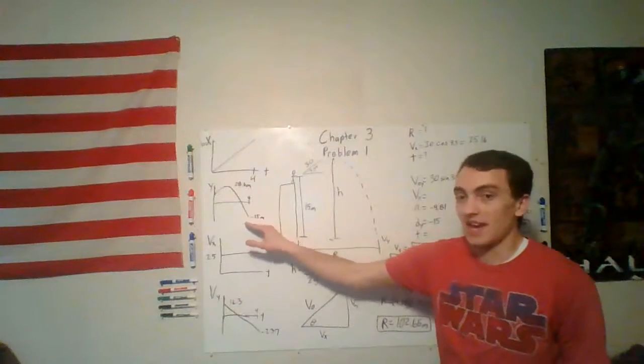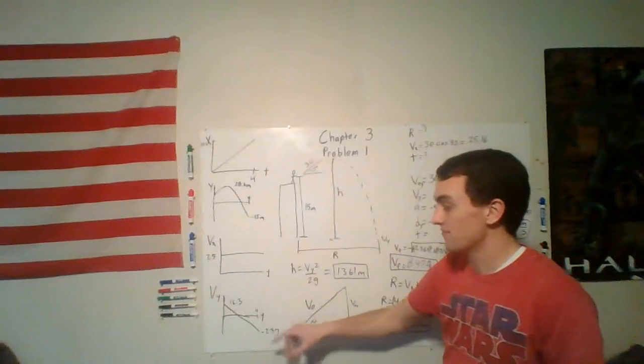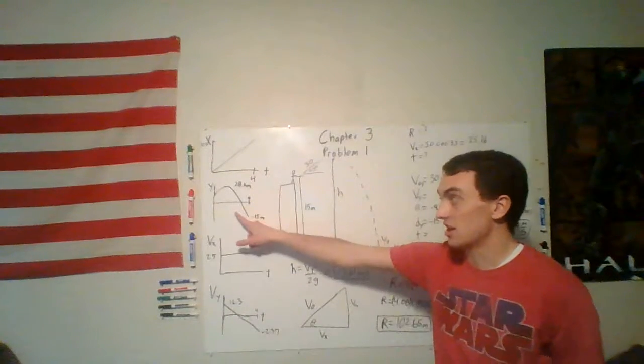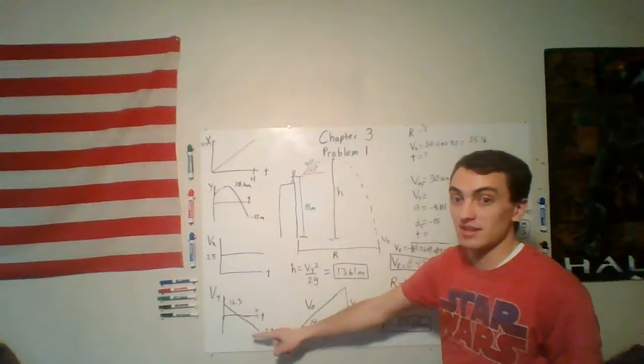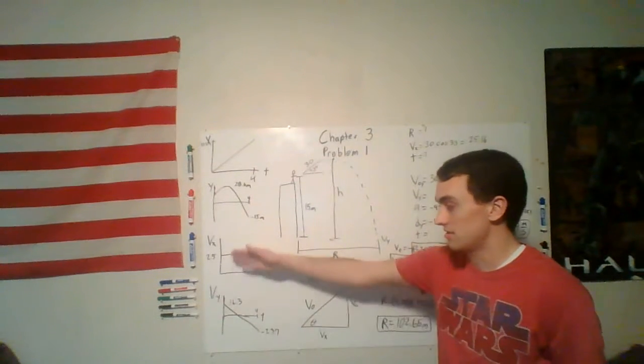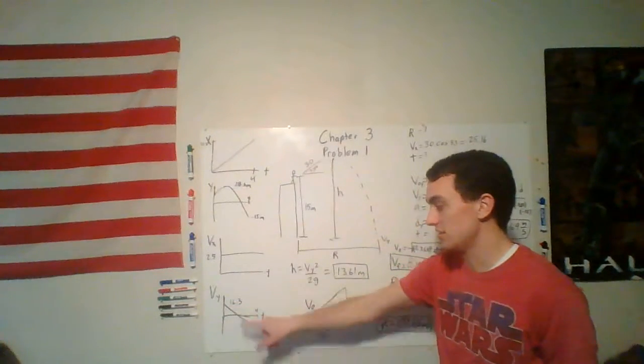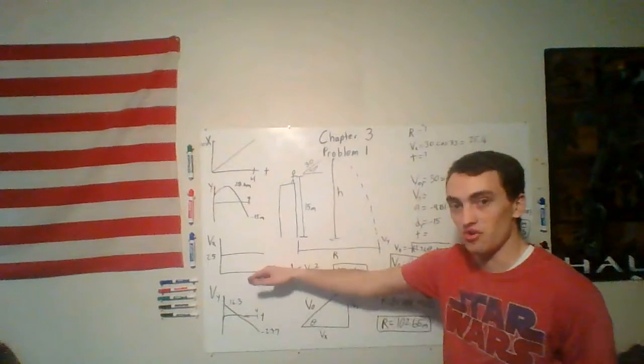Taking the derivative of that, you get the y component of the velocity graph, which, since this is concave down, will be a negative constant slope. It will just go like that from 16.3 to negative 23.7 over our 4-second interval.